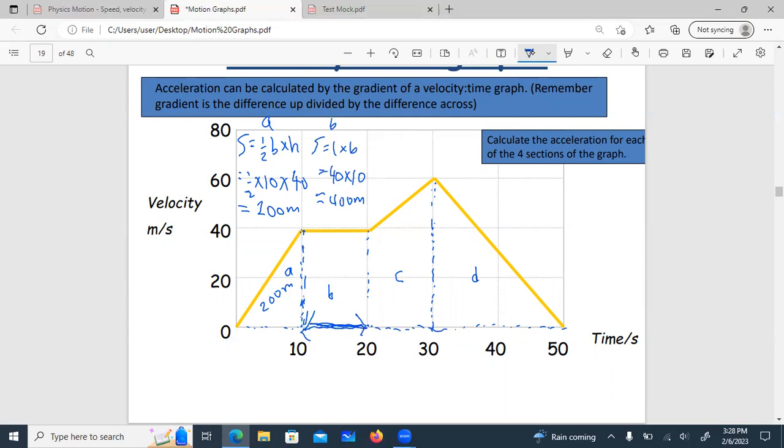Now, C is a trapezium. And what formula do we use to find the area of a trapezium? The formula for area of a trapezium is half open bracket A plus B all multiplied by H. Now, what is A? A is the height of this place. If you look at this trapezium, this is our A, which is 40. So we have half into 40.